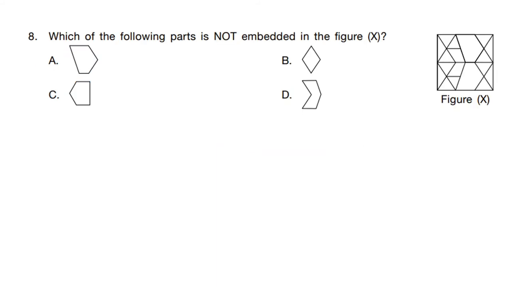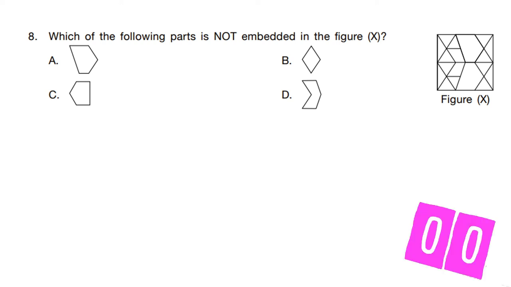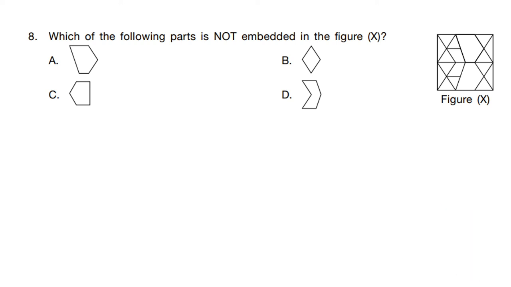Next question. The next question reads, which of the following parts is not embedded in the figure X? This is the figure X. Choose your right option. So now let's try to fit these figures. Let me try with the first easiest diamond that I see. Well, it clearly fits here in the main image. Let's take the next figure. Let me take option D. Now this also I can find a fit here. Let's come to option A. Now this skewed hexagon can also be plotted here. But what I cannot plot is the option C in the embedded figure. So your right answer is option C.